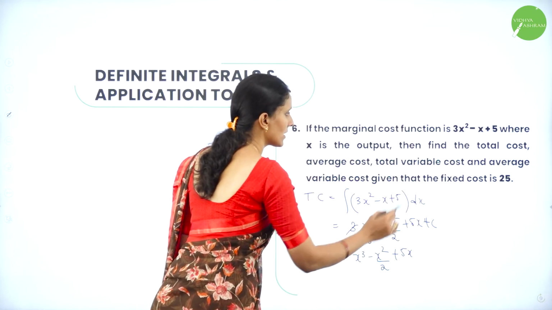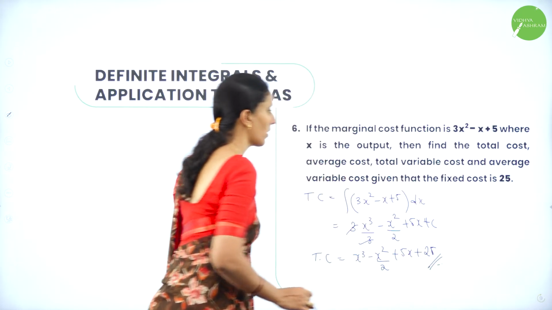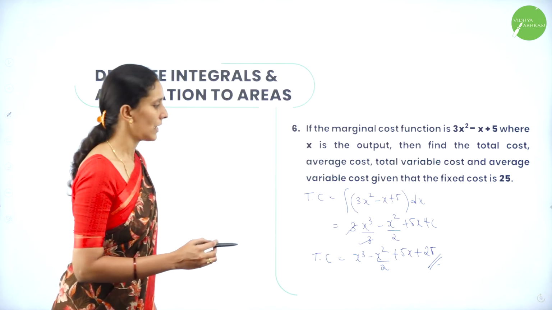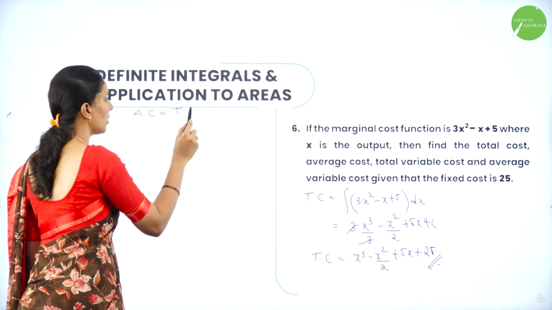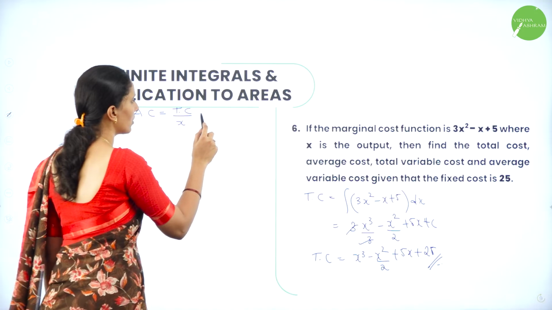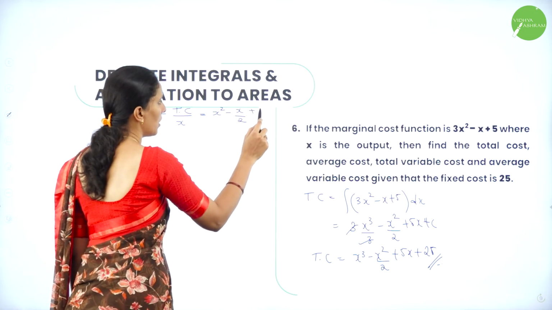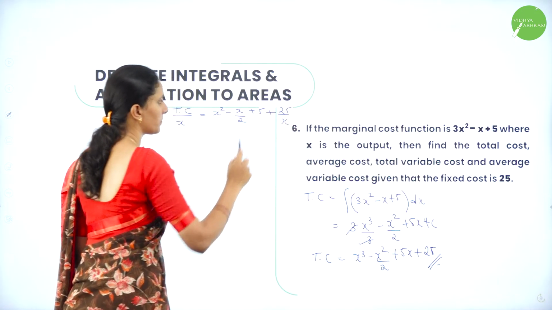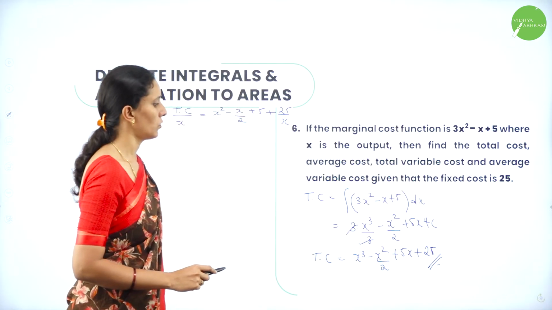The fixed cost is given as 25. So therefore the value of c is 25. Now after finding the total cost, we have to calculate the average cost. The average cost is always total cost divided by x. So divide the equation throughout by x. So it becomes x square minus x by 2 plus 5 plus 25 by x. So this is the average cost for the given total cost.